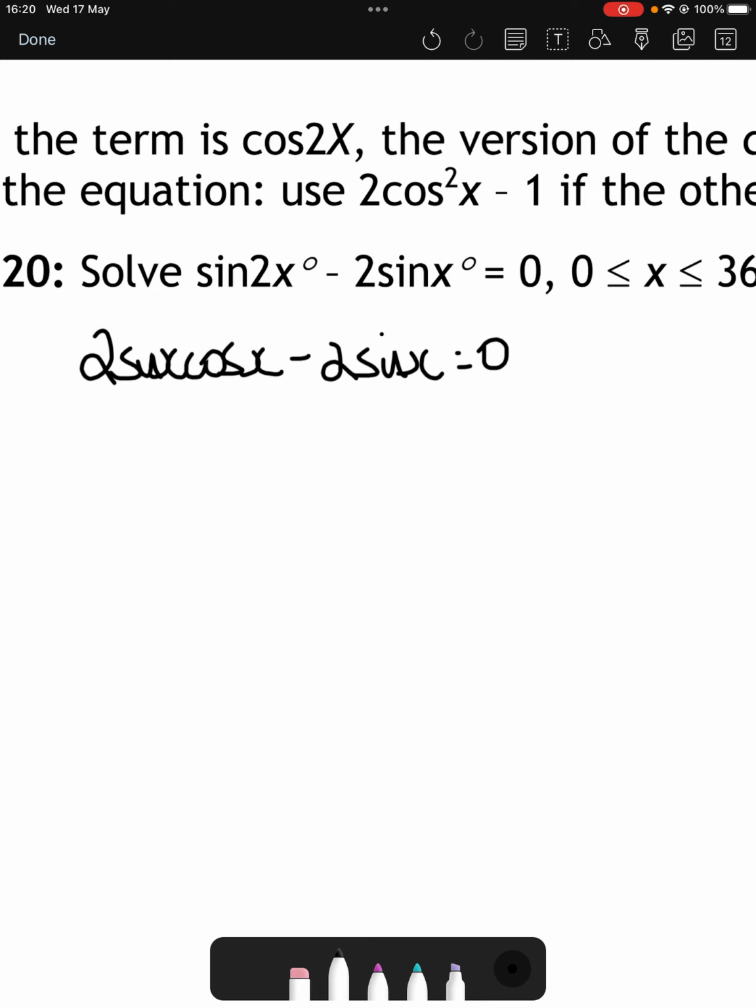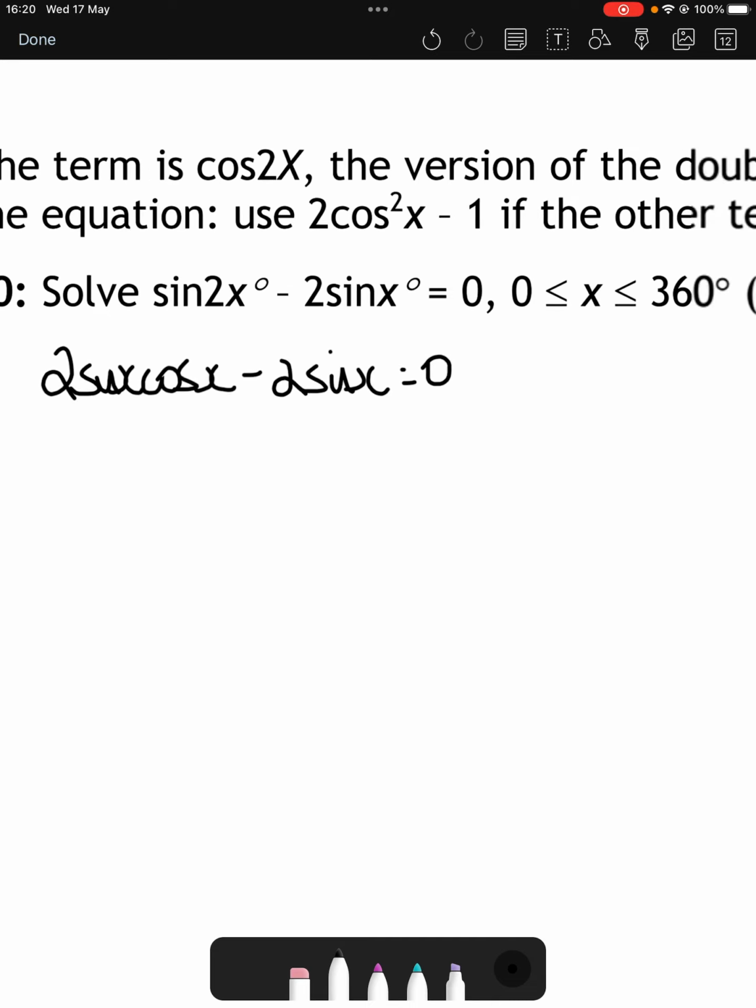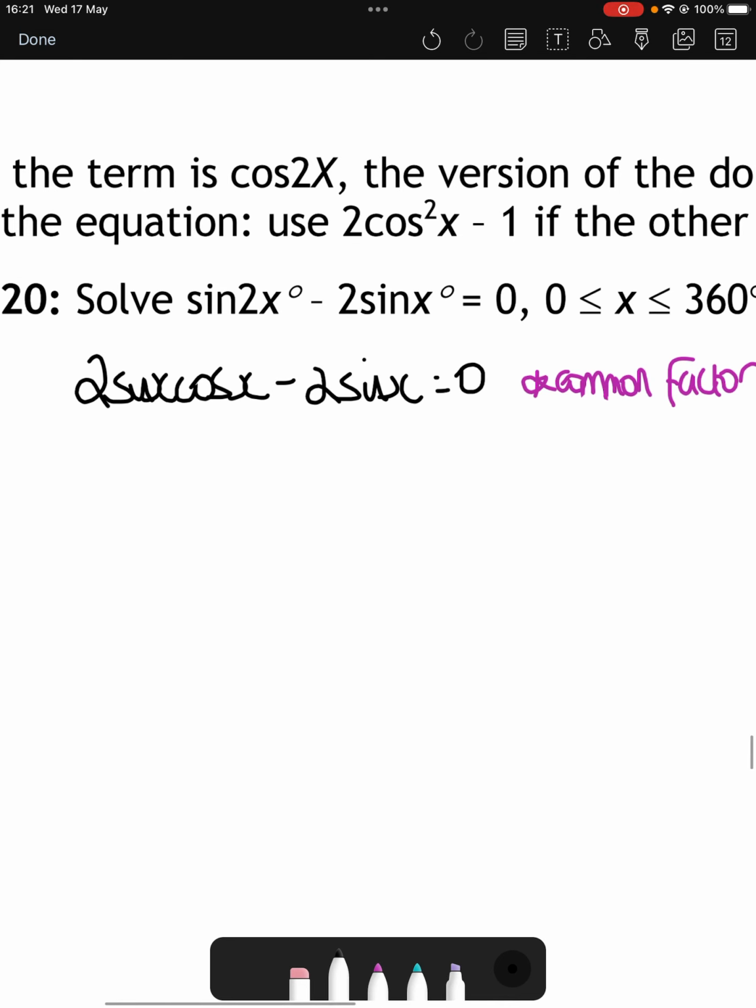Then think about what we do whenever we're solving equations. Quite often what we need to do is factorise. So in order to solve this, we're going to need to factorise it. Look for your factorising. You can see here we've got a common factor. Let's take out that common factor, it's going to be a 2 as well. So 2 sine x, take that out, and what we're left with is cos x minus 1.